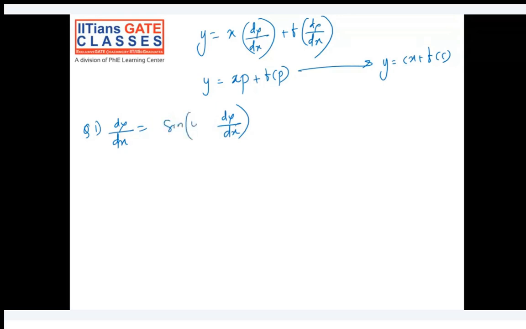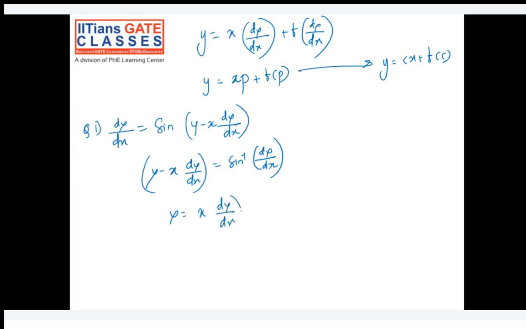So if you look into this question carefully, I can write y minus x dy by dx is equal to sine inverse of dy by dx. And now we can write y is equal to x dy by dx plus sine inverse of dy by dx. So basically it is in the form of xp plus f of p.